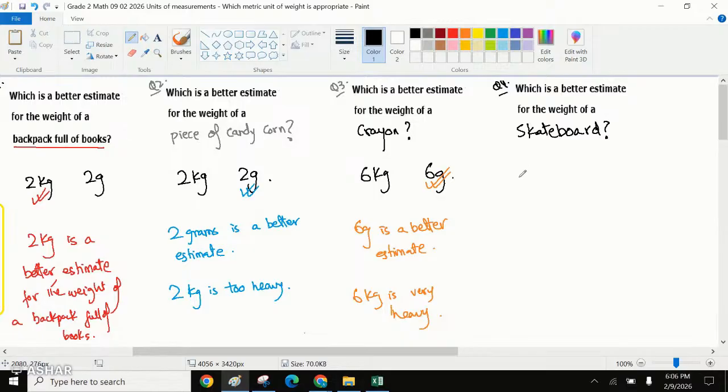Can a skateboard be 3 grams or 3 kilograms?